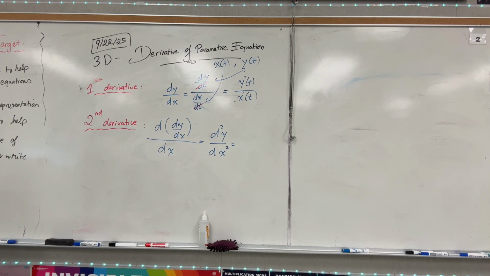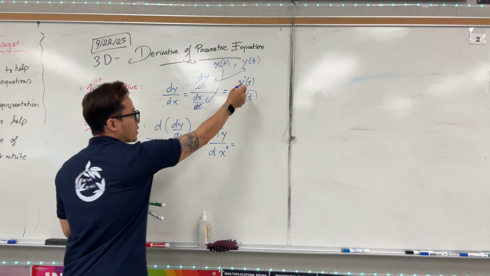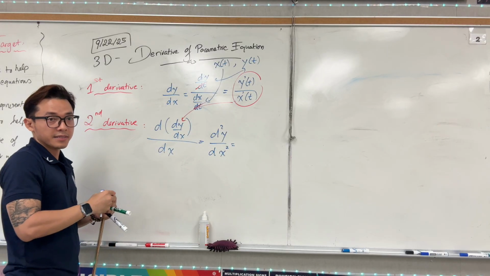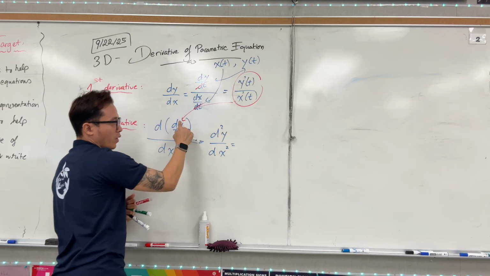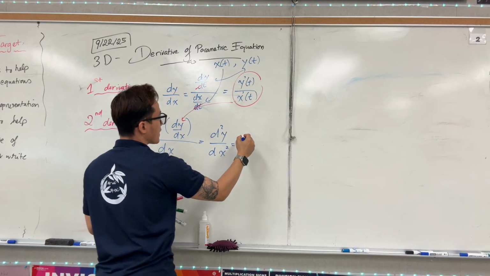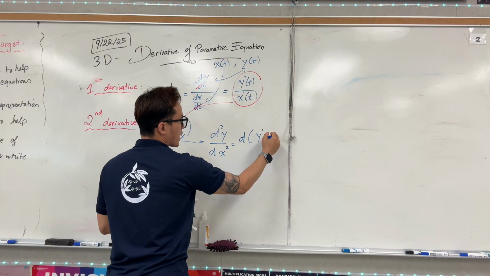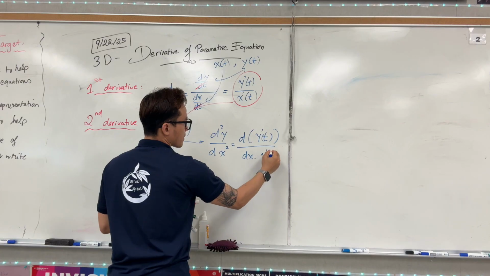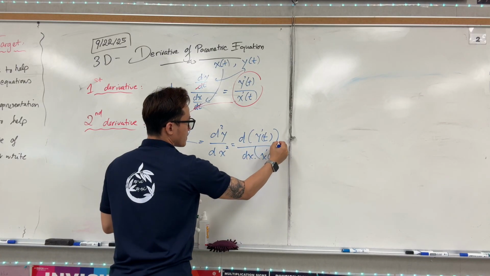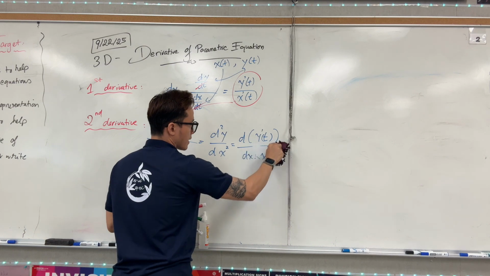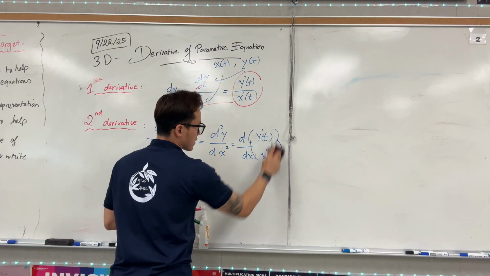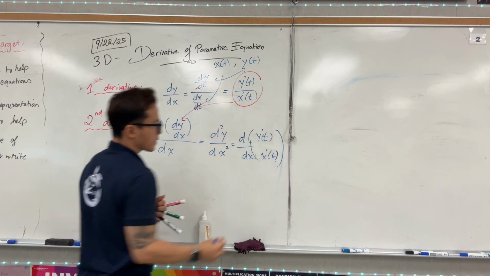How do you find it then? Same thing. I'm going to replace this one over here, because that's dy over dx, right? dy over dx is equal to this. I'm going to replace this one over here. So I have d of y prime of t over d of dx times x prime of t. So I replace this whole thing here. Okay?